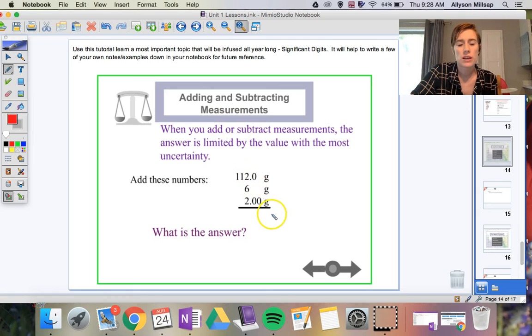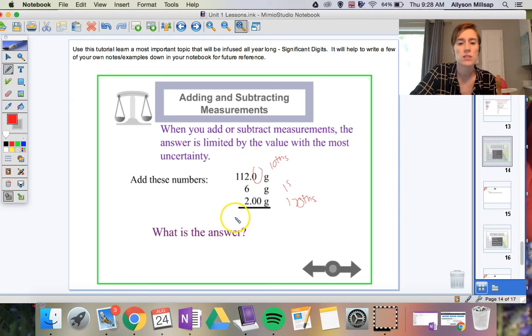We have these 3 numbers. What's the answer? Well, we have to ask ourselves, what's the precision of each of these answers? Well, this one goes to the tenths, all the way to the tenths place. This answer goes only to the ones, and this goes to the hundredths place. What is our answer going to be?